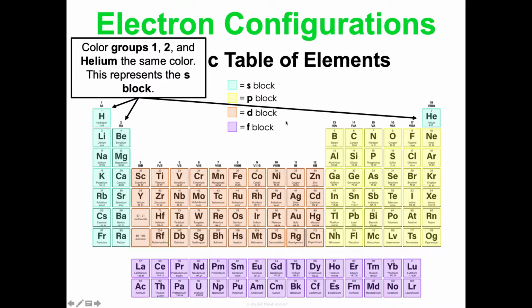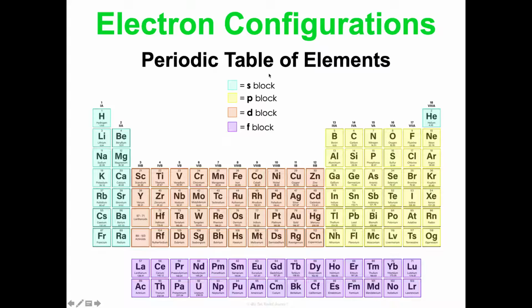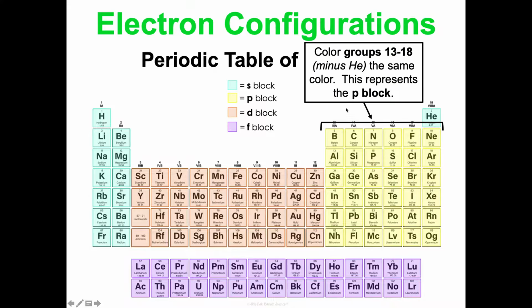Okay, so these are elements that are going to have their final electrons in an s orbital. That's how they're going to end. And this will make sense as we start writing these out. Okay, and then next, we're going to color groups 13 through 18, minus helium, to represent the p block, because for these elements, their valence electrons, their final ones, will be in a p orbital.